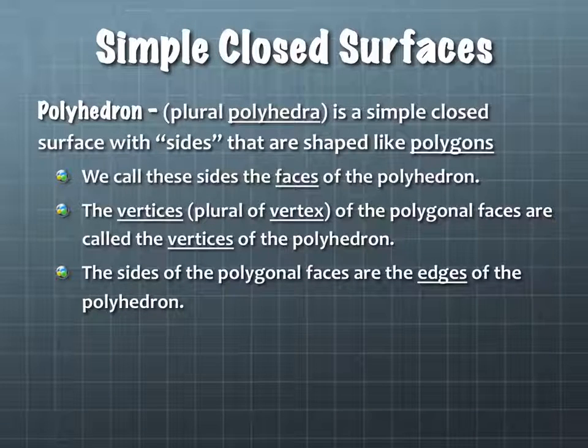All right, another object that's a simple closed surface is a polyhedron. The plural of polyhedron is polyhedra. And you and I are both probably going to use these interchangeably and not worry too much about them, okay? Doesn't really matter if we're using the word plural or singular, as long as we know what we're talking about, at least we hope. A polyhedron is a simple closed surface with sides, and the sides are shaped like polygons.